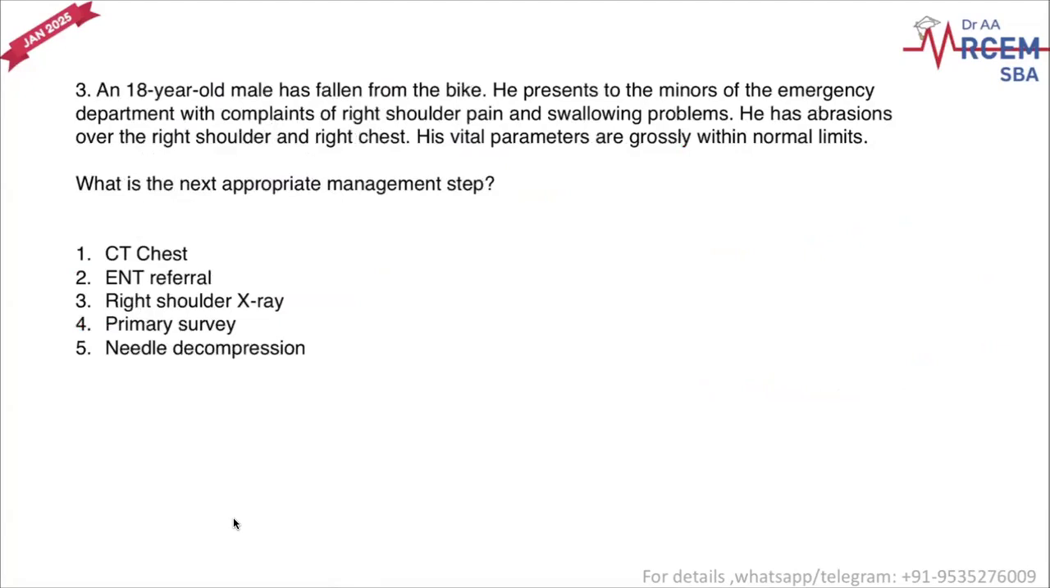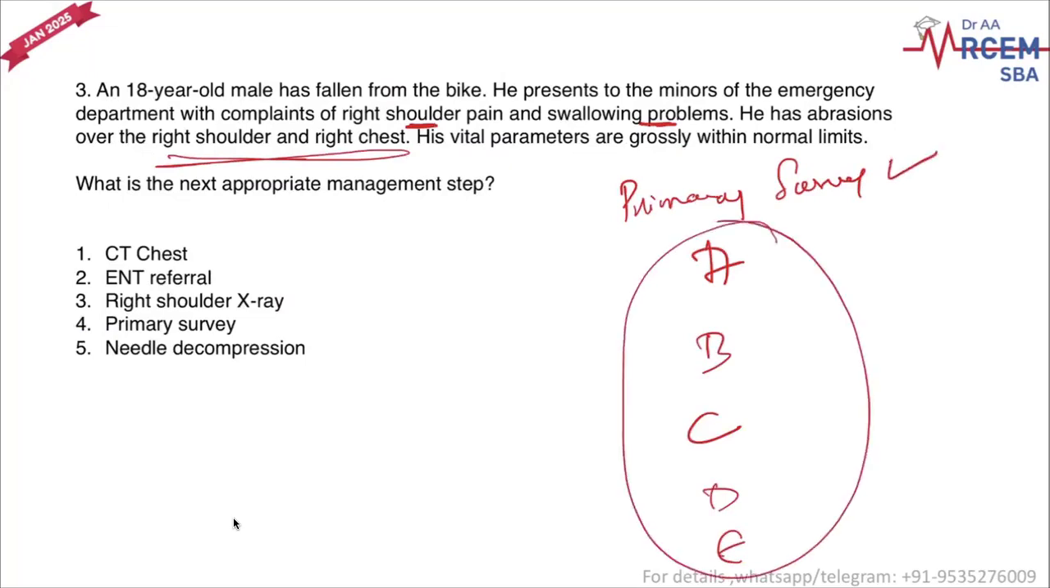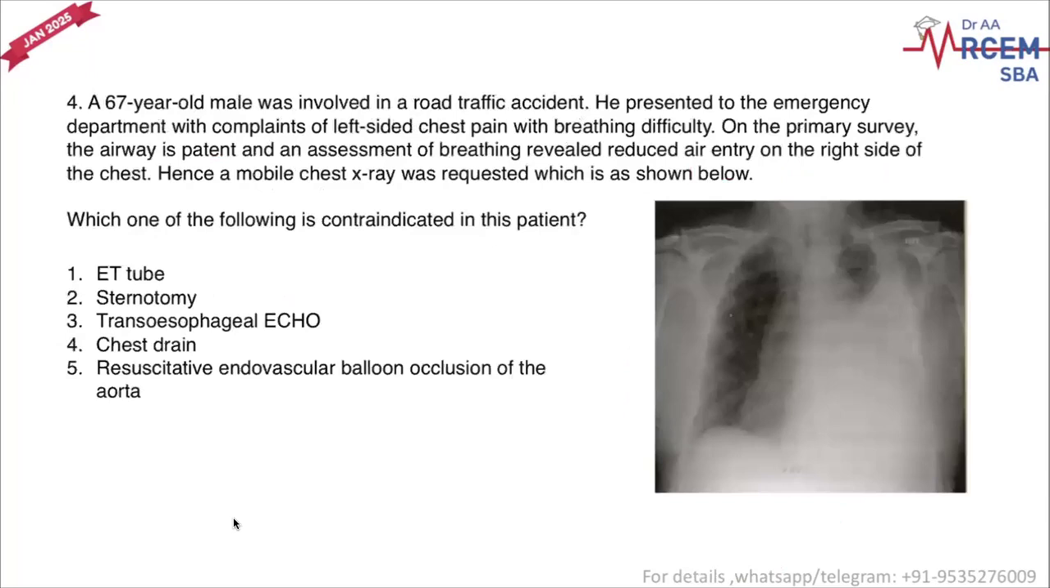What you can see is there is right shoulder pain. There is a swallowing problem. And abrasions are seen over the chest. So in these circumstances, you need to do a primary survey. This looks like a polytrauma. A primary survey is a must. In the primary survey, you will be looking out for any life-threatening injuries that are present and dealing with them. Once you are finished with the life-threatening injuries, then you will be doing other parameters. Though the vital parameters are stable, that doesn't rule out life-threatening injuries. For that reason, primary survey is a must. This is the first thing you'll be doing in this patient.